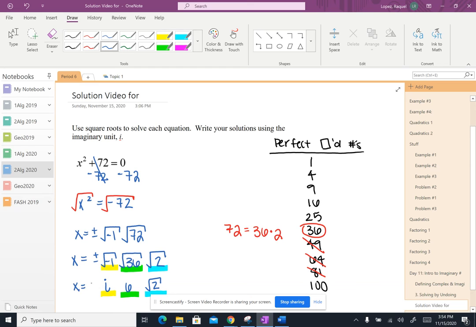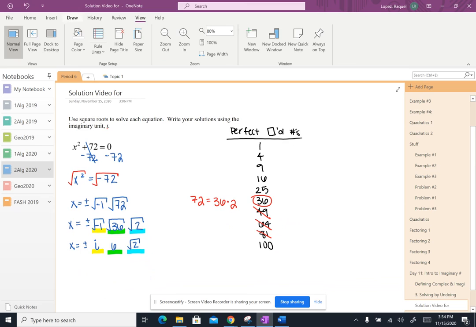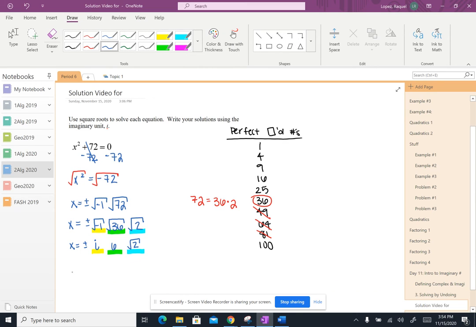Okay? So there is my solution. I've actually already simplified it as much as I can. So x equals plus or minus 6i times the square root of 2. Now, if you're breaking that up, that turns into x equals 6i times the square root of 2 and x equals negative 6i times the square root of 2.